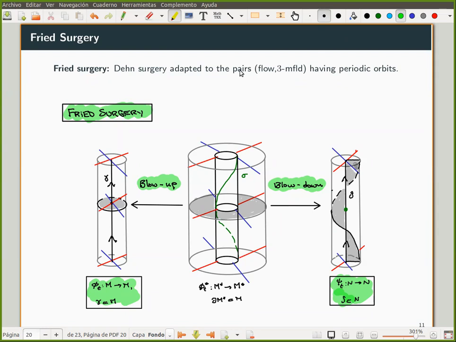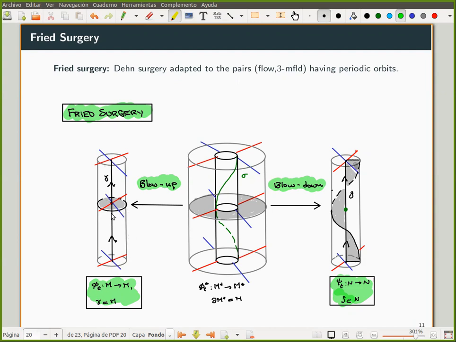The Fried surgery is a kind of Dehn surgery, but adapted to the flow and the manifold having periodic orbits. So consider some flow phi t, some Anosov flow phi t in a three-manifold M, and take some periodic orbit gamma. Here in this figure, we imagine that the top and the bottom of the figure are glued together, so this represents a closed orbit of the flow phi t.